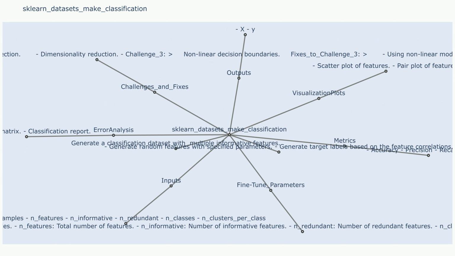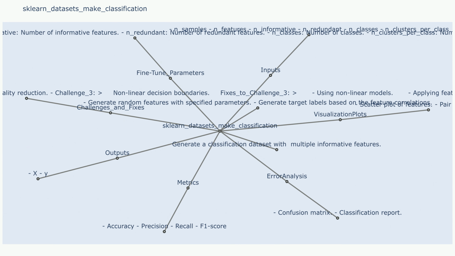Challenge 2: class imbalance if the number of samples in different classes is significantly different. The model might be biased towards the majority class. Sample use case that resulted in challenge 2: if you use make_classification to generate a dataset with a very uneven distribution of samples across classes, it can lead to class imbalance.